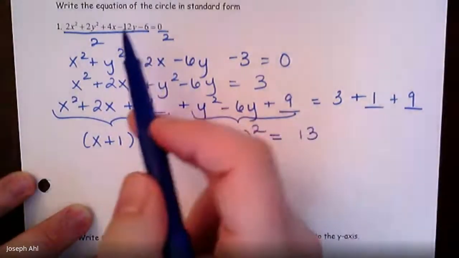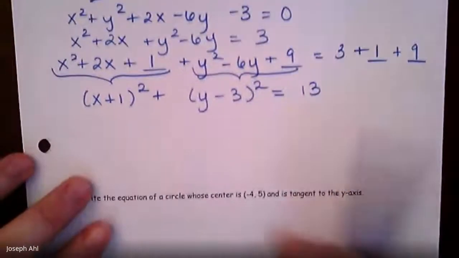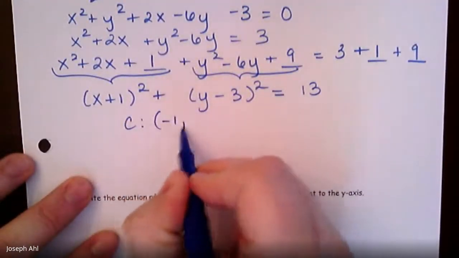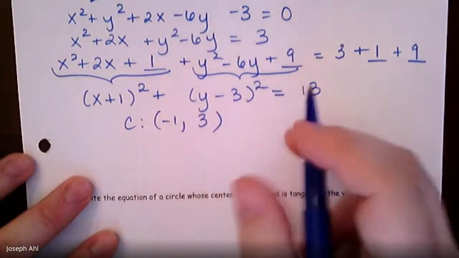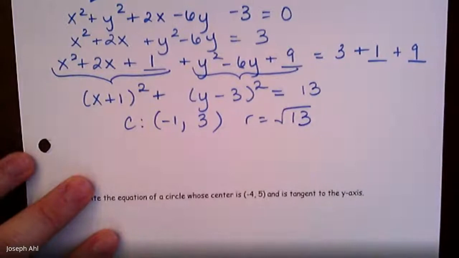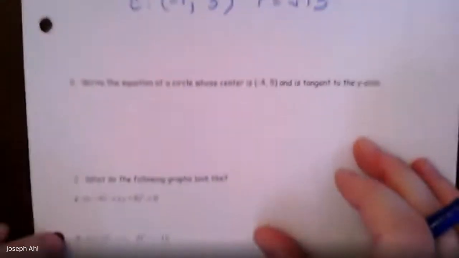So it looked a little intimidating at first with those coefficients in front of x and y, but just quickly dividing those out gets you now something in standard form with the center at -1, 3, and a radius of the square root of 13. Okay, so a little quick bit of a recap there of how we complete the square.